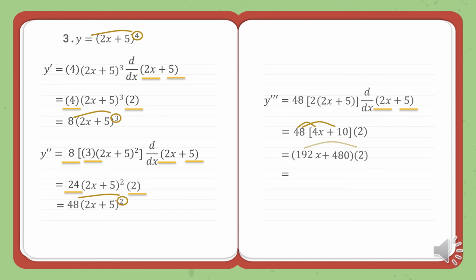Then, we'll copy 2. Dahil may 2 pa tayo, i-distribute ulit natin. So, it will be 384x plus 960. So, it will be the third derivative of the given function.